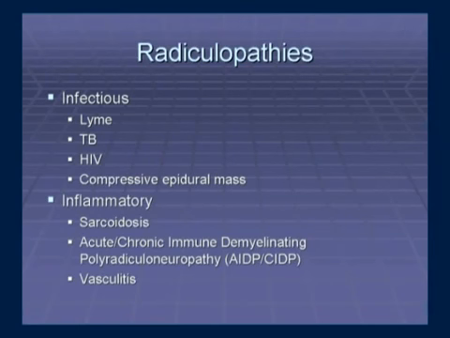So another type of non-compressive radiculopathy would be an infectious one. Lyme disease is a very common cause of non-compressive radiculopathy, as is tuberculosis, HIV, and if you actually have an epidural mass, that's basically a big collection of purulent or pus-like material from an infection. In general, infectious radiculopathies are not that common. What I probably see more commonly out of those four I listed there, not that that's an extensive list by any means, would be a compressive epidural mass.